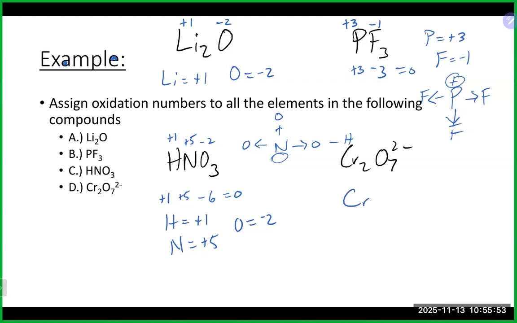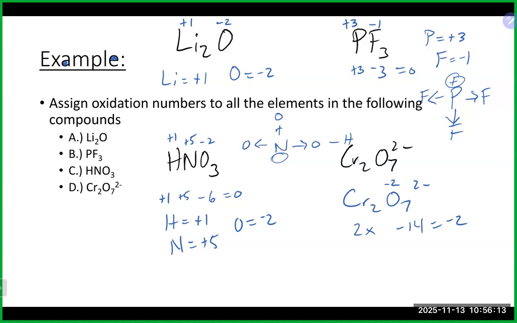Lastly, here we take a look over at dichromate. That's going to be a -2. And that's going to give us a -14. In this case, we do need to end up at -2 overall. We don't have just one chromium here, but we actually have two. Do a little math problem if you like.